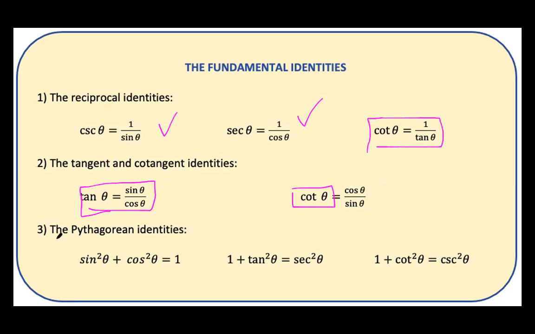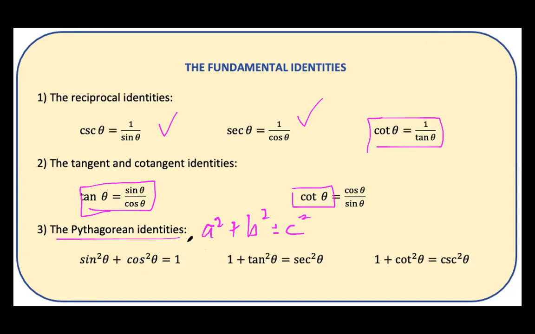Okay, and for the Pythagorean identities, why is it called Pythagorean identities? Because the form of the identity is similar to the Pythagorean theorem. Okay, now Pythagorean identities. So ano nga ba yung Pythagorean natin? A square plus B square is equal to C square, where A, B, and C are the legs or the sides of a right triangle, and C is the hypotenuse, all right, or the longest side. So here, sine square plus cosine square is equal to 1.